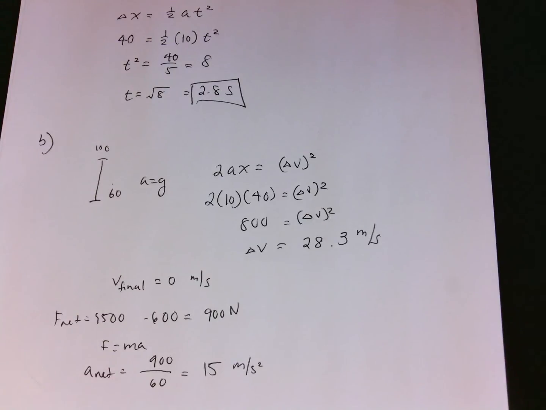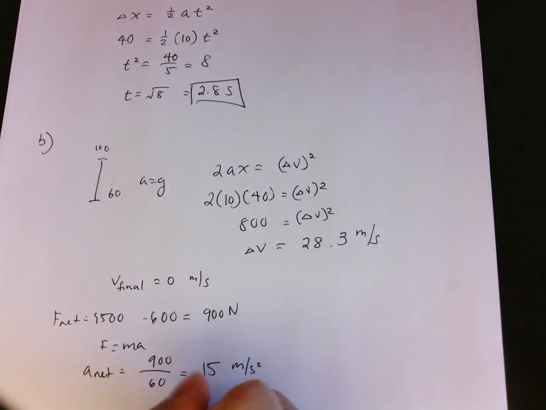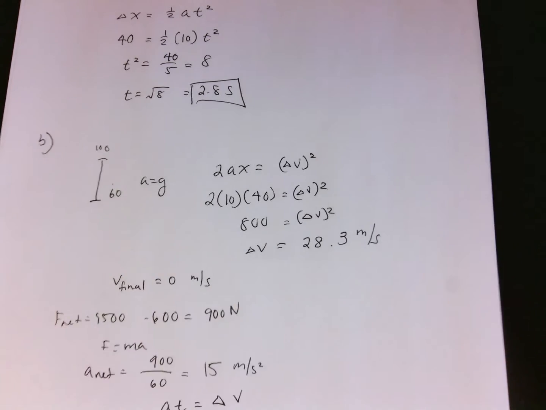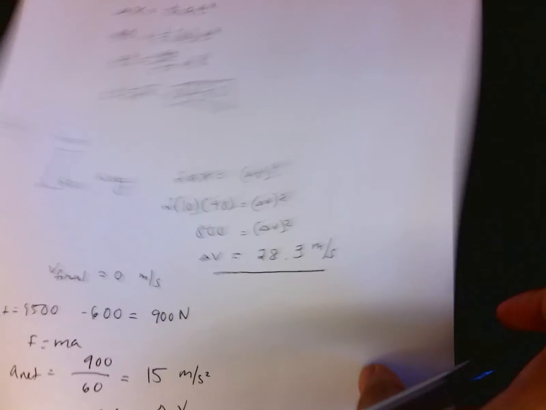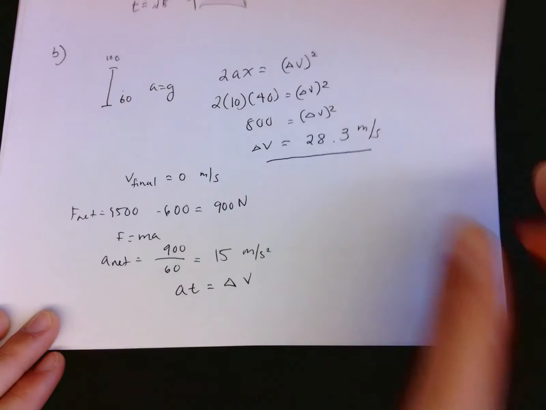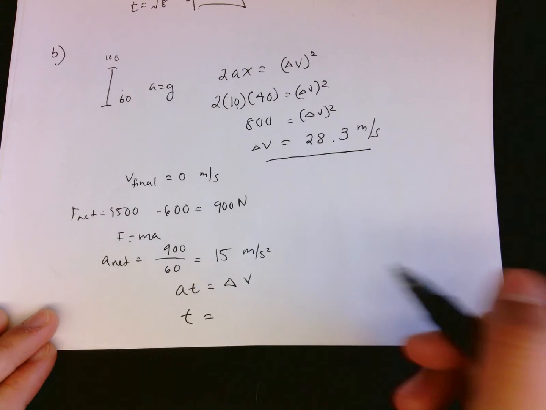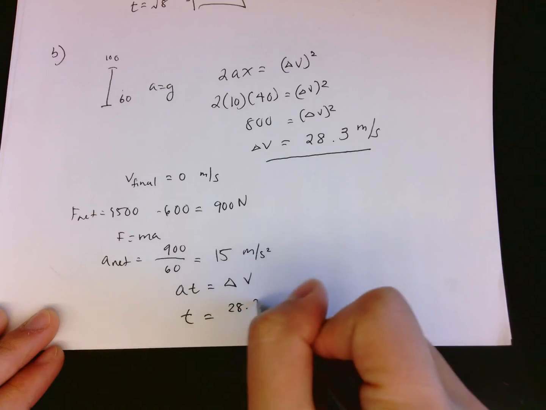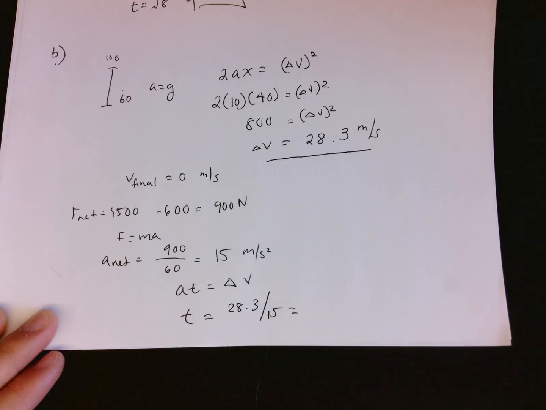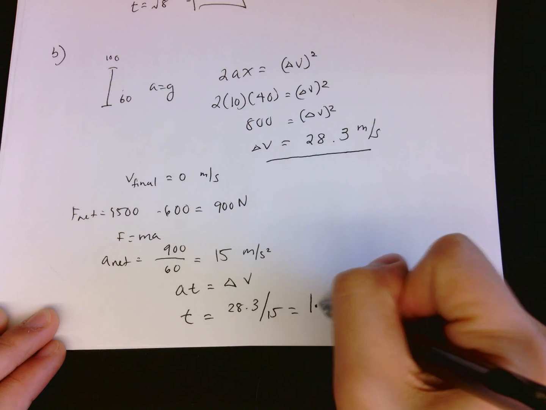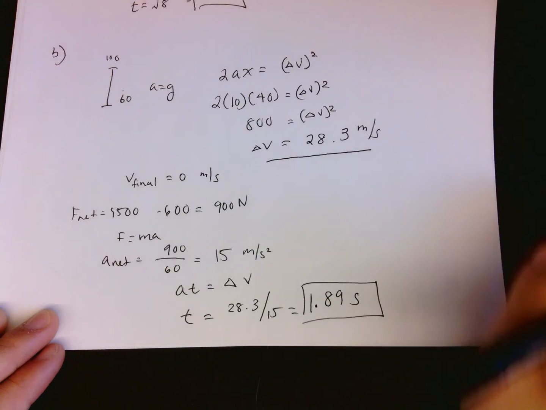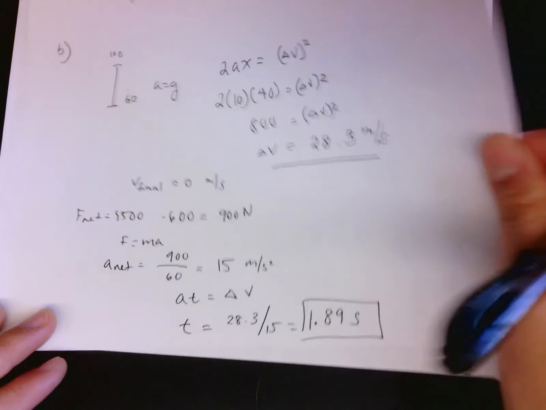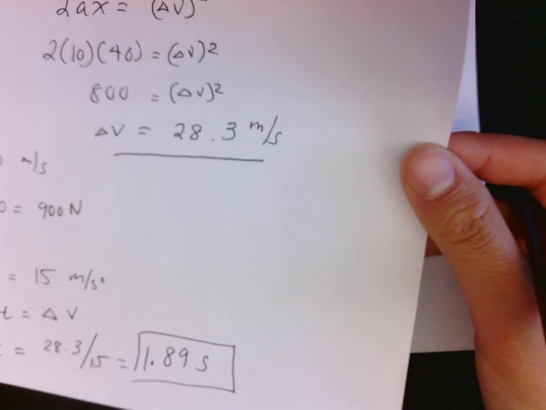So we know that at is equal to delta v, and since he started this period with a velocity of 28.3, t is going to equal 28.3 over 15, which is equal to 1.89 seconds. So that's how long it takes for him to reach his final point, where his velocity is 0.